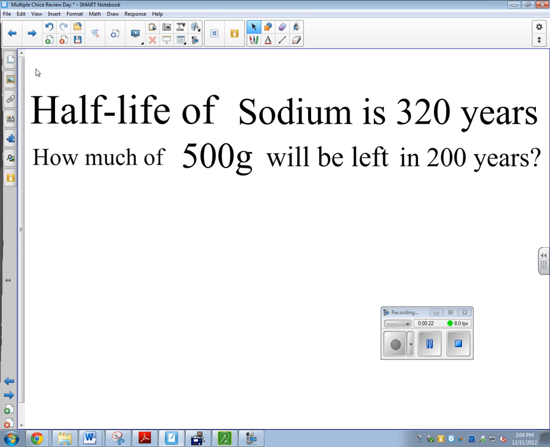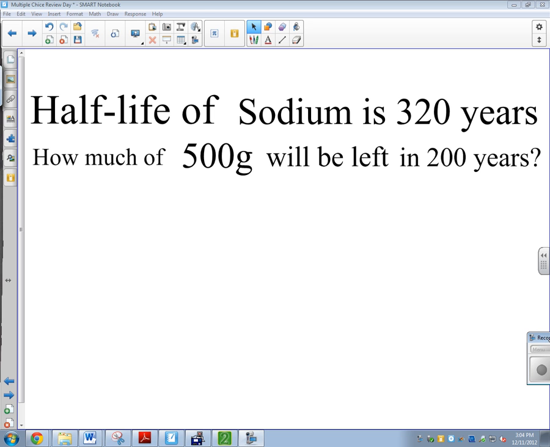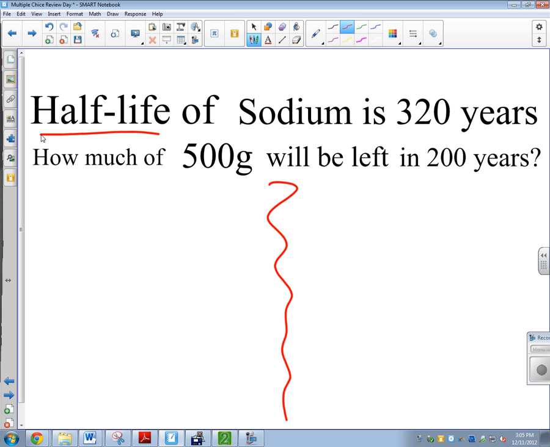All right, so here's what we did last week. Okay, half-life problem. It says the half-life of sodium is 320 years. How much of 500 grams will be left in 200 years? Okay, so it's a half-life problem, so that means we're going to do two problems. As soon as I read the word half-life, it tells me I need to split my paper in half because I'm going to do two separate problems.